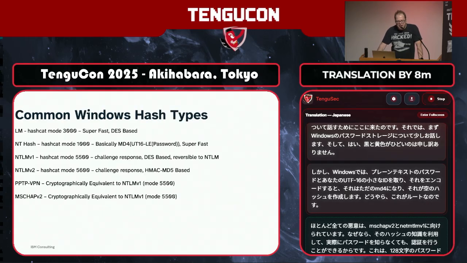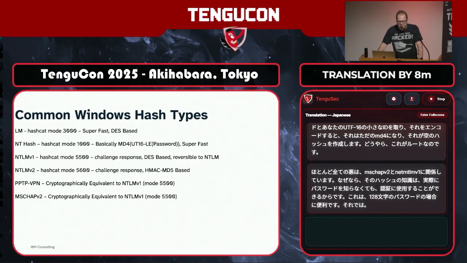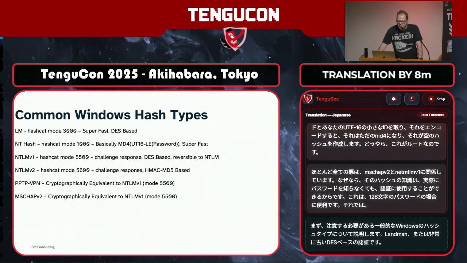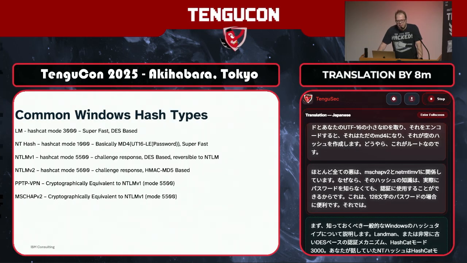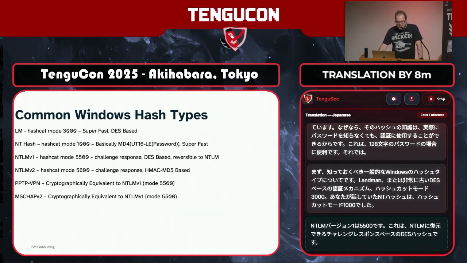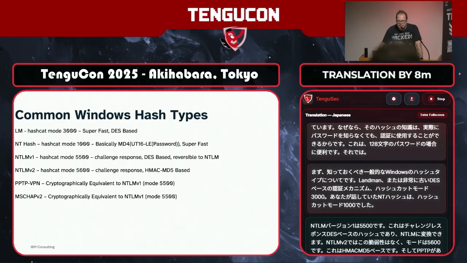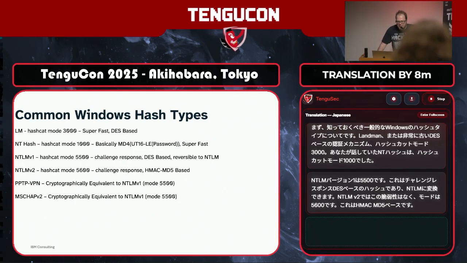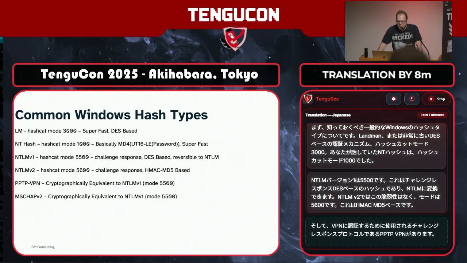So, first off, some common Windows hash types you need to be aware of. LANMAN, or a very ancient DES-based authentication mechanism, hashcat mode 3000. The NT hash we were talking about was hashcat mode 1000. NTLM version 1 is 5500. This is a challenge response DES-based hash that can be reversed to NTLM. NTLMv2 does not have this vulnerability, and it's mode 5600. It's HMAC-MD5 based. And then we have PPTP-VPN, which is a challenge response protocol used for authenticating to VPNs, and it is cryptographically equivalent to NTLM version 1, mode 5500.